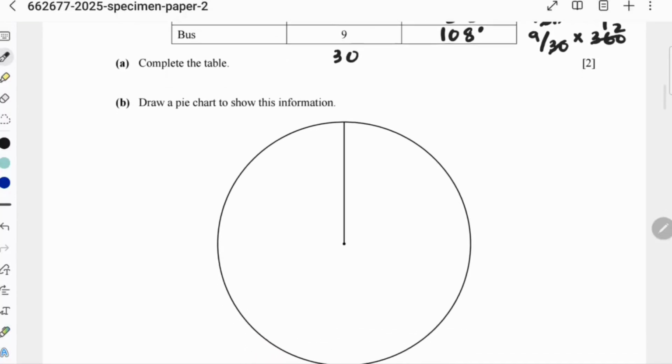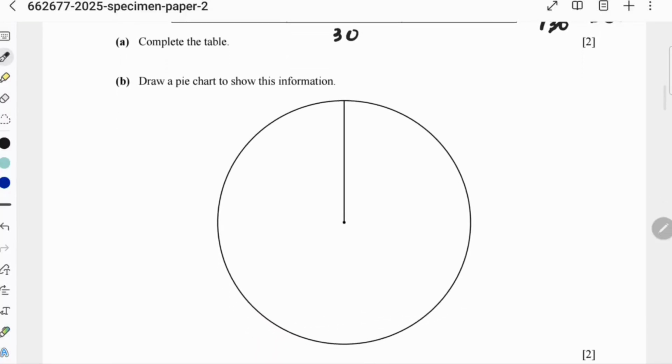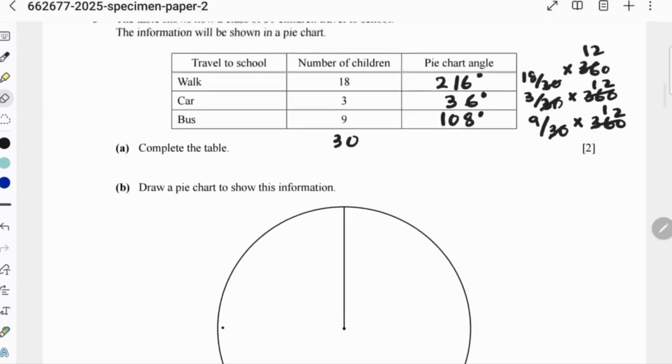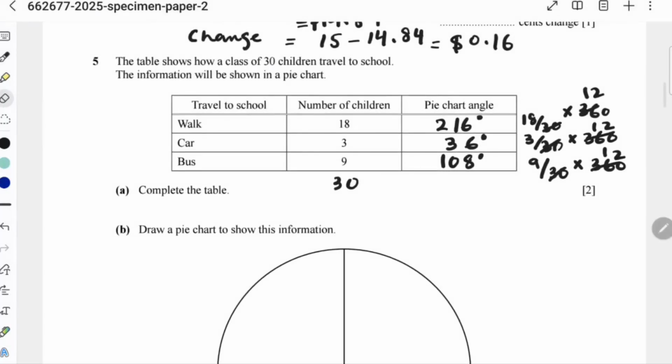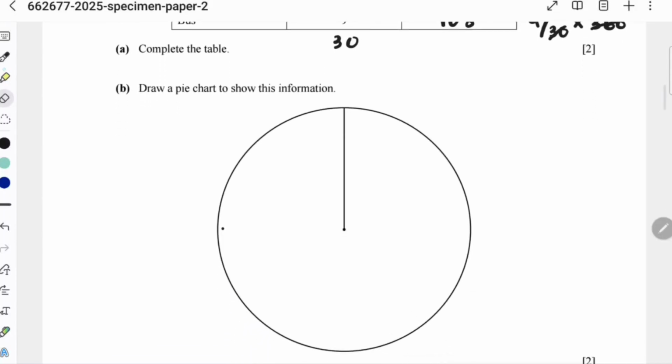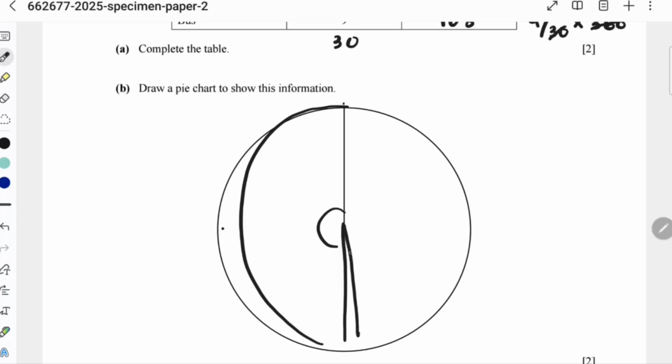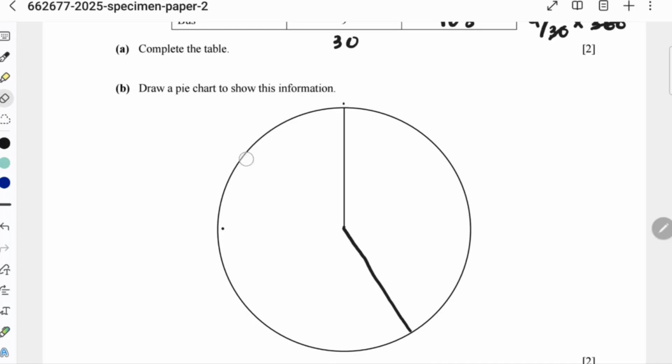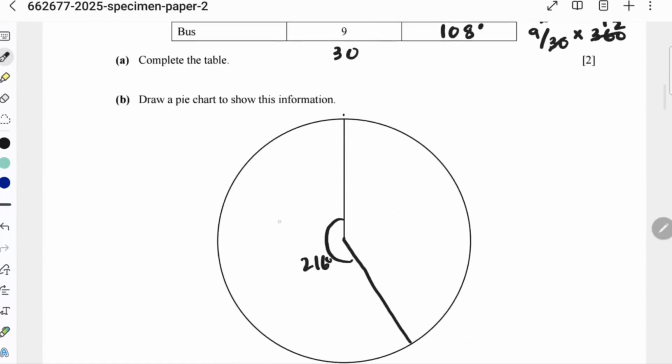Complete the table, we have done it. Draw a pie chart to show this information. Alright, so for walk we have to make 216 degrees. Please take the protractor like this and like this, and then find out it is 180 degrees, then 190, 200, 216 degrees approximately here. Please, you do it. Take your protractor and then make the angle. So this is 216 degrees, which was for walk.